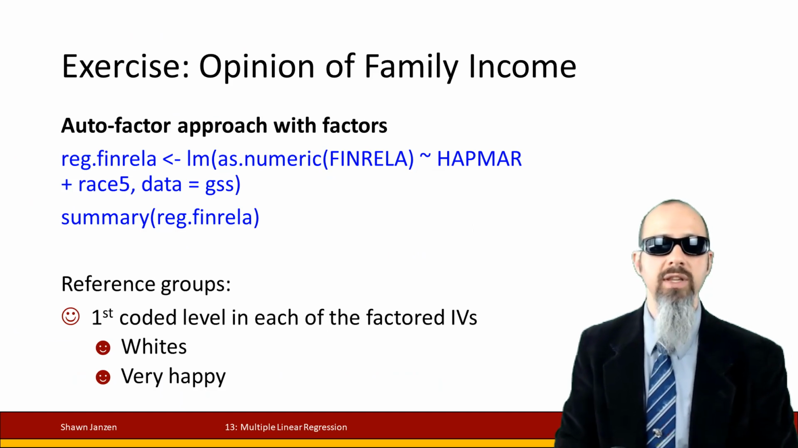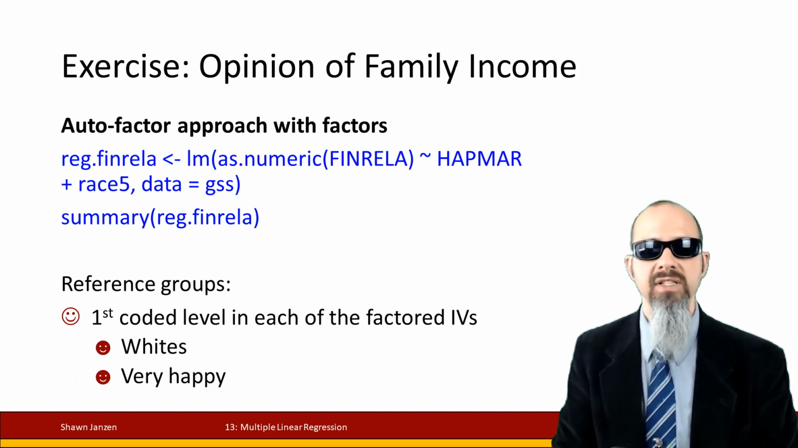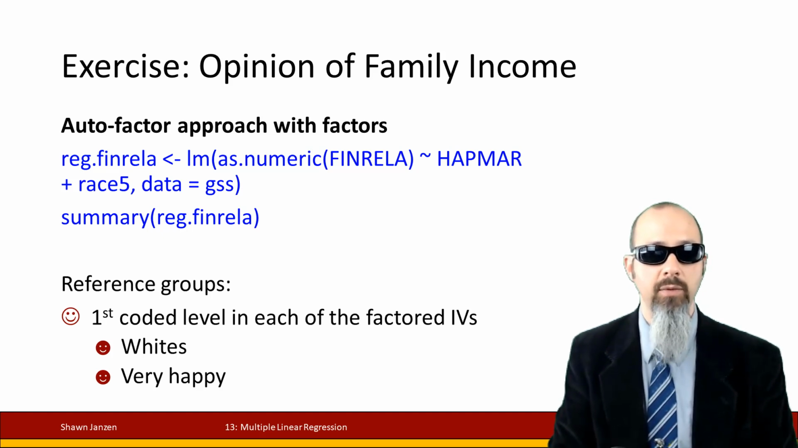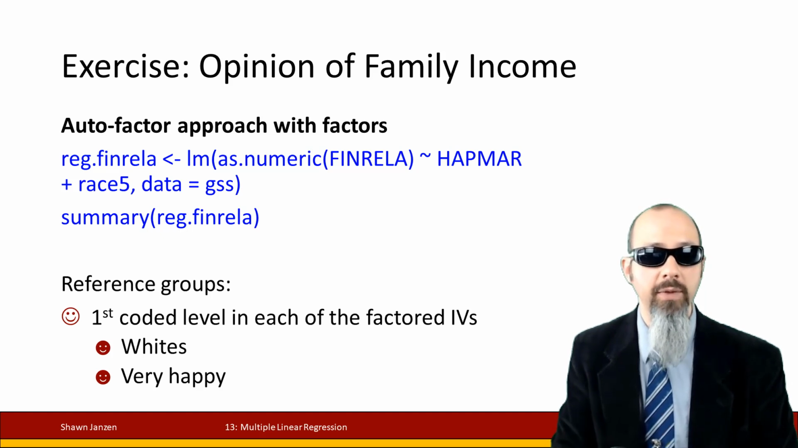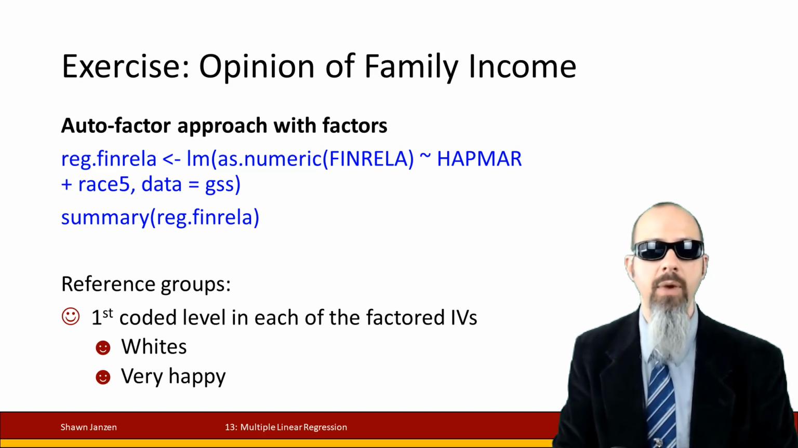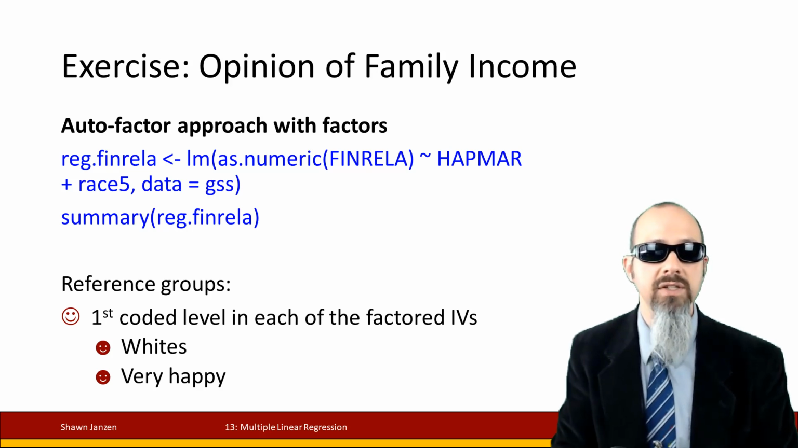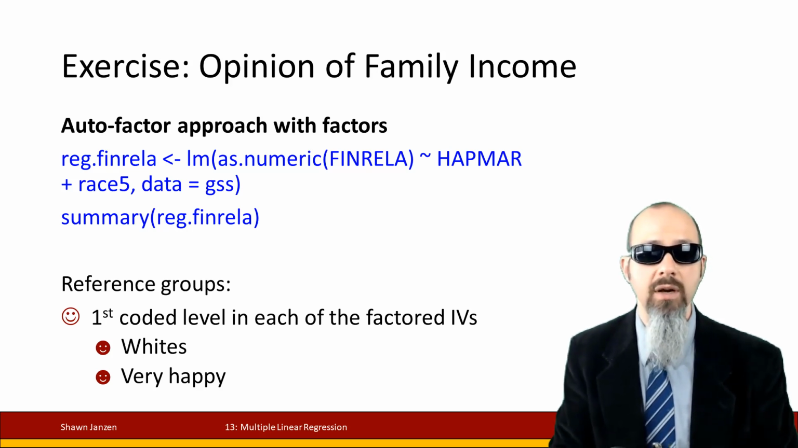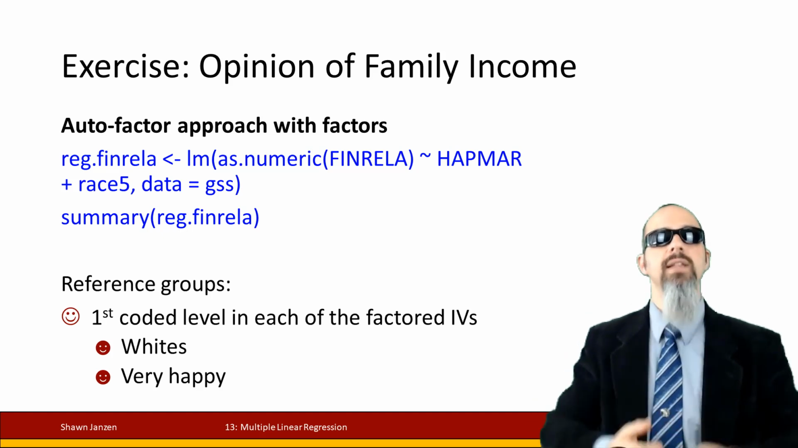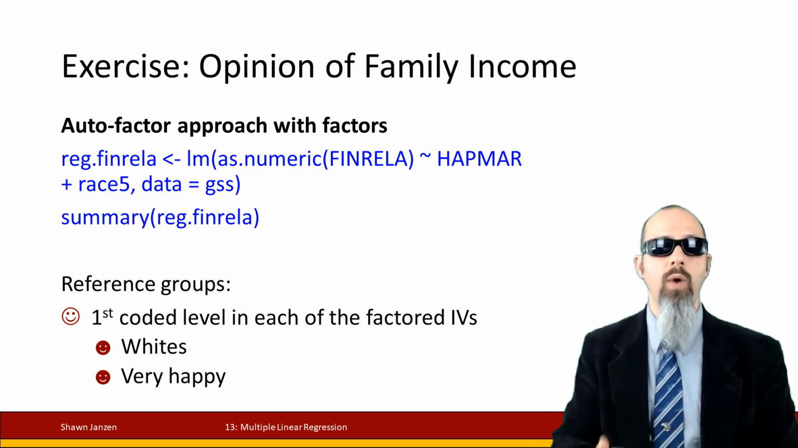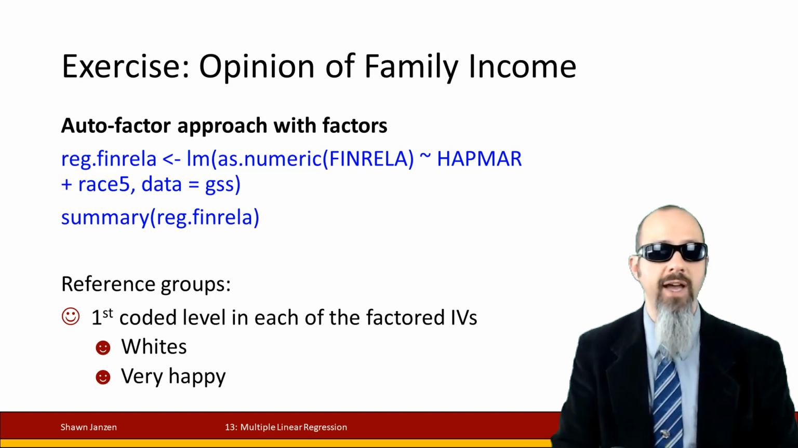Let's go ahead and run this exact same regression again, but instead of using the dummies that I get to pick one by one, I'm just going to specify as.numeric on FINRELA for the opinion on family income, and then I'm just going to plug in HAPMAR plus race5. These were already coded as factors in the data, so because they're already factor types, I can use them as is. When I run my summary on that, keep in mind whites and very happy are going to be the reference groups here because they are the first value coded in the factor.